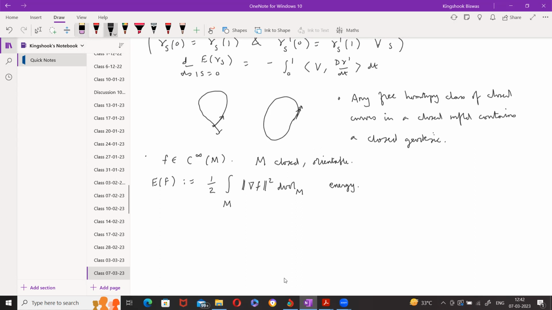Actually, if I want something interesting, let me take M to be compact with boundary. We can talk about the closed case too, but let me just talk about compact with boundary. So let me just explain how consideration of energy leads to harmonic functions.